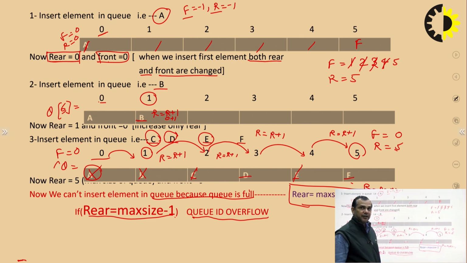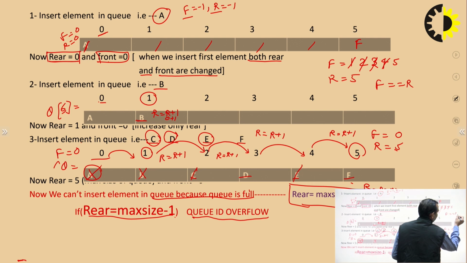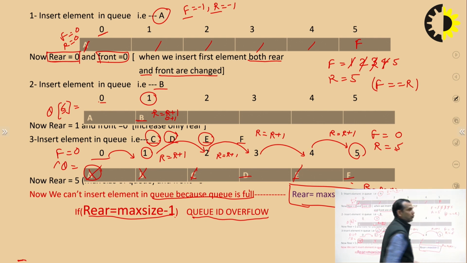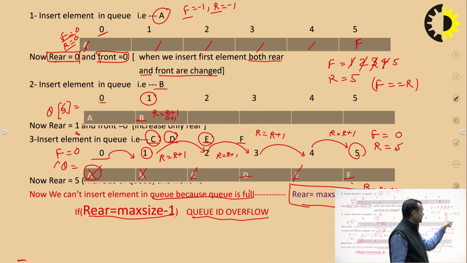And what it indicates is that front and rear values are both equal. So we can say that when front equals rear, it means that the queue has only one element. Similarly, when we insert the first element, we change the value of front and the value of rear. And when we delete the element, what is the condition? Front equals rear, so it means that the queue has only one element.